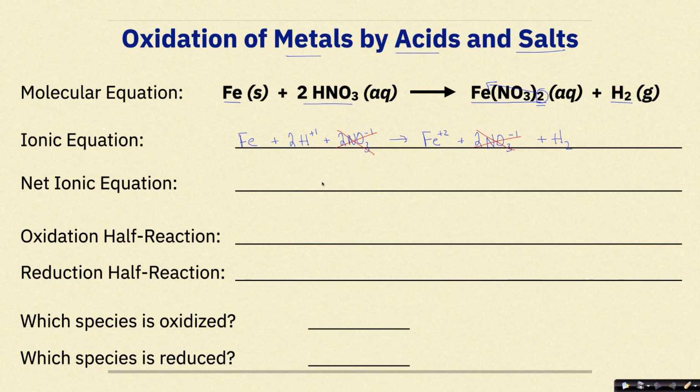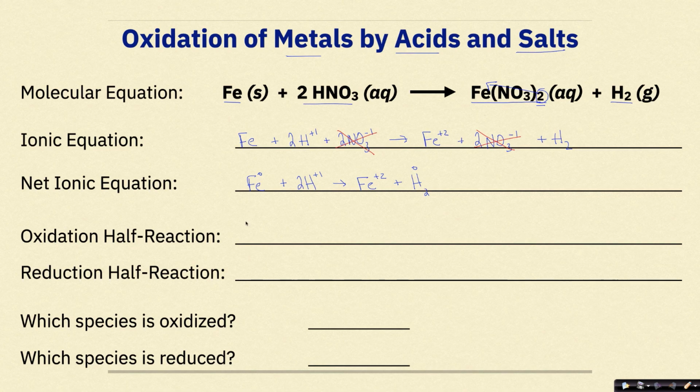For our net ionic equation, this time I am going to put charges on anything that is now currently lacking a charge. So we know that Fe is going to be 0 plus 2H plus 1 yields Fe plus 2 plus H2, which is a diatomic, which we know will have a charge of 0. So that's our net ionic equation.